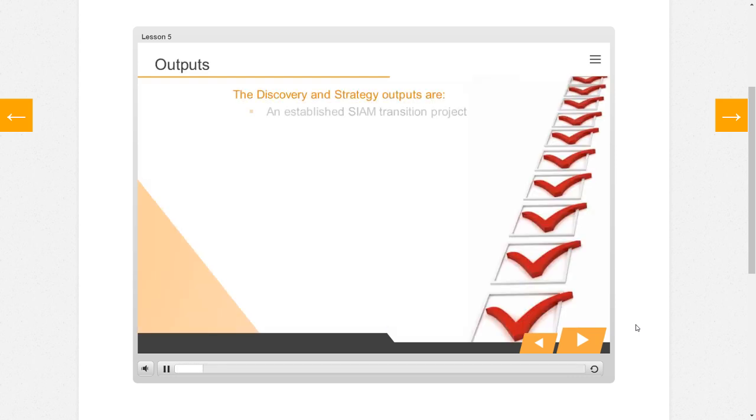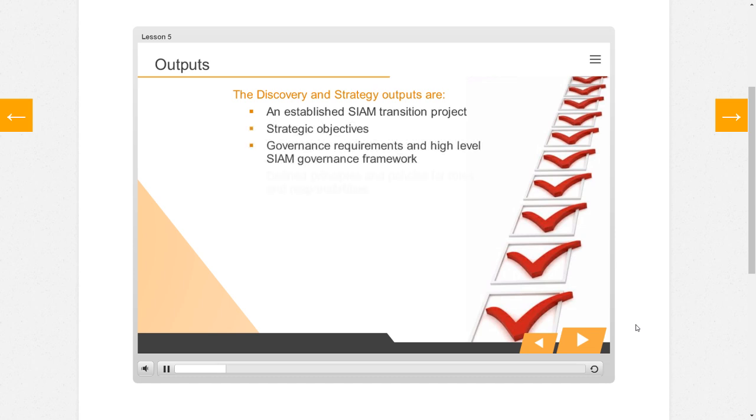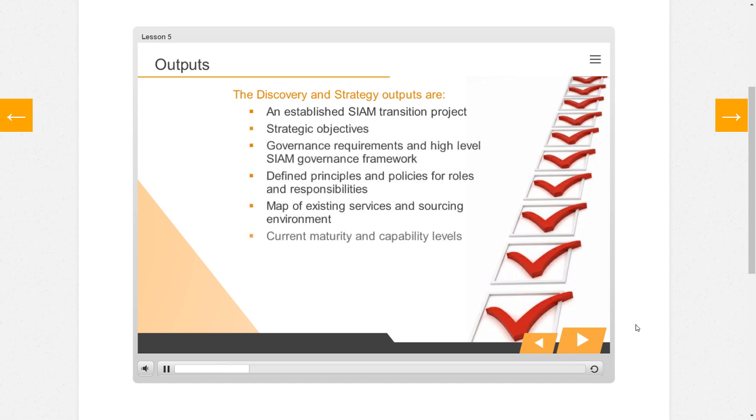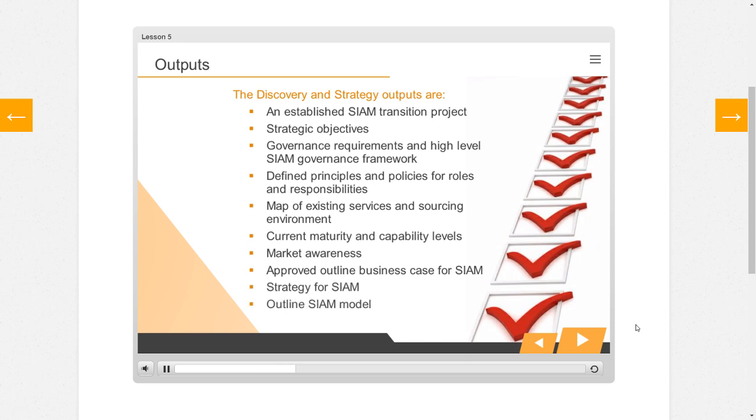At the end of the discovery and strategy stage, the outputs you can see here are in place. The checkpoint at the end of this stage will confirm they are complete and highlight any risks associated with outputs that are missing or incomplete. The customer organization will decide whether to move on to the next roadmap stage or whether any rework is required. It may even decide that SIAM is not an appropriate model and close the project at this point.